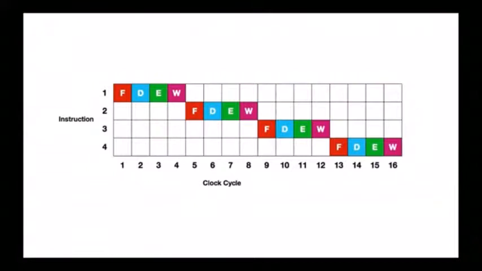So I'm going to fetch something, I'm going to decode something, I'm going to execute, and then I'm going to write. So we can see here that as time goes on, it takes me 4 seconds, or 4 steps, to execute this instruction. Now once this instruction is done, I move on to the next instruction. And it's going to take 4 steps to execute that instruction. Now I'm going to move on to the next instruction and keep going until everything is through our assembly line.